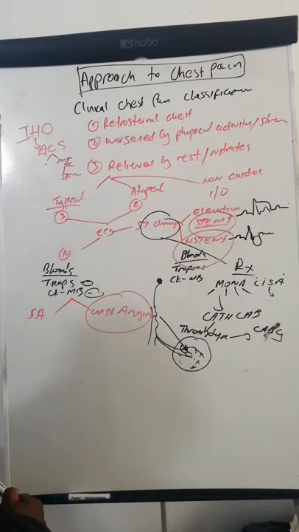Actually, firstly, history will be important here because your patient will tell you that, "Actually, I get this chest pain when I'm walking, or I get this chest pain when I'm running." Then that's a stable angina. But if they say, "I get this chest pain even when I'm just sitting, watching TV, or sleeping," then that's an unstable angina. That's how you can differentiate.